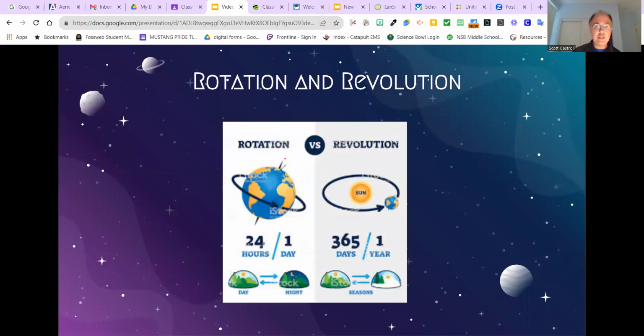So here we see the axis of the Earth. Here is the northern hemisphere. And here is the southern hemisphere. And over here we can see the Earth revolving around the sun.